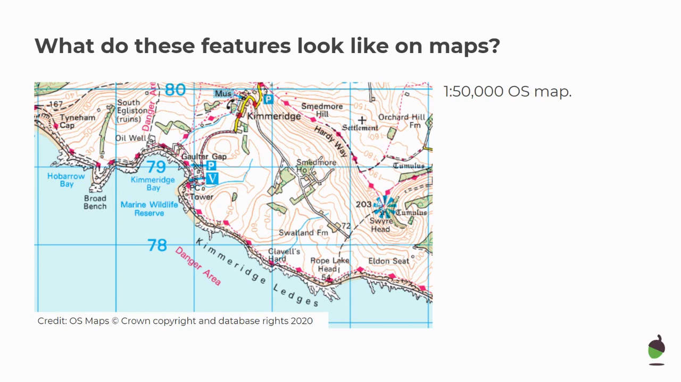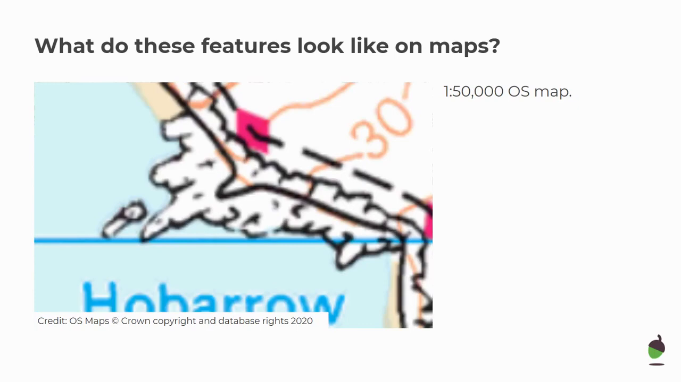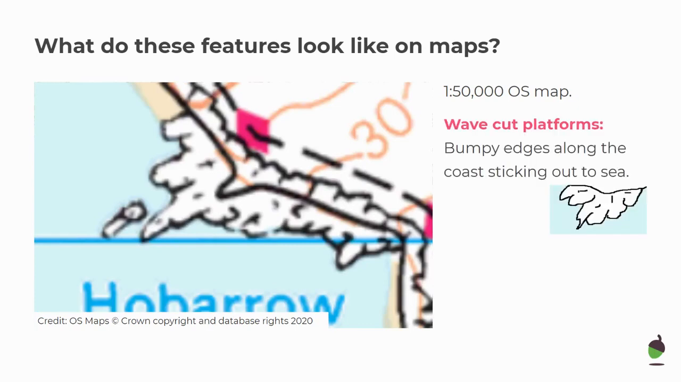Around Broadbench and Howbarrow Bay, you can see that there are kind of cloud shapes coming off the side of the coastline. If we zoom in to have a look at what I'm talking about, you'll notice it looks a bit like this. This is a wave-cut platform. So on a map, they look like bumpy edges along the coast and they stick out to sea.